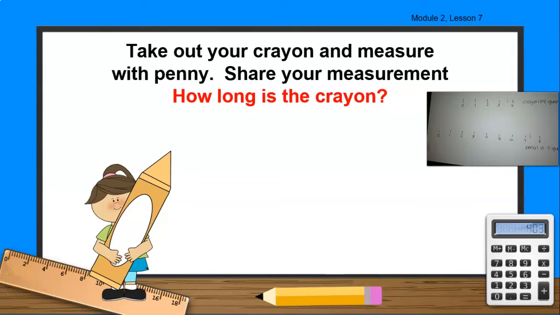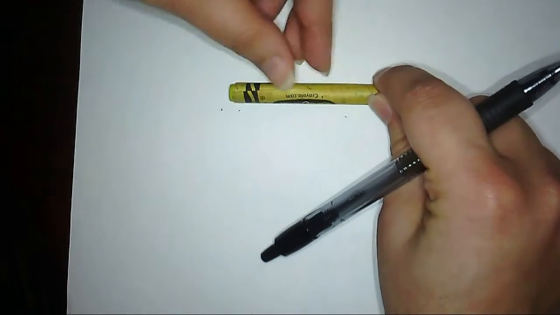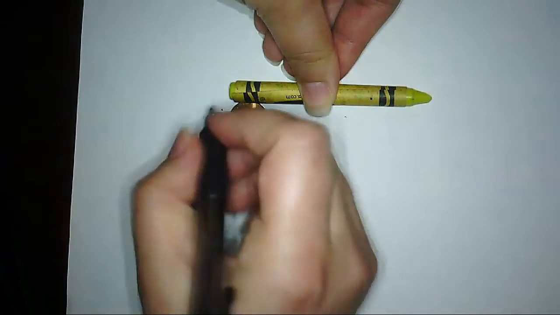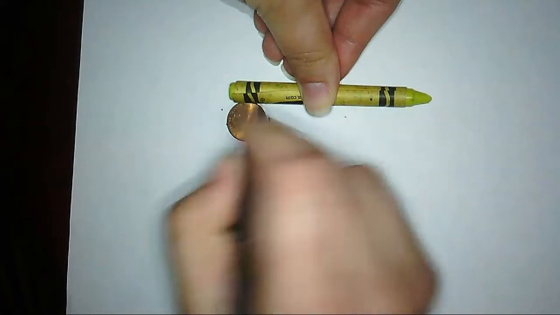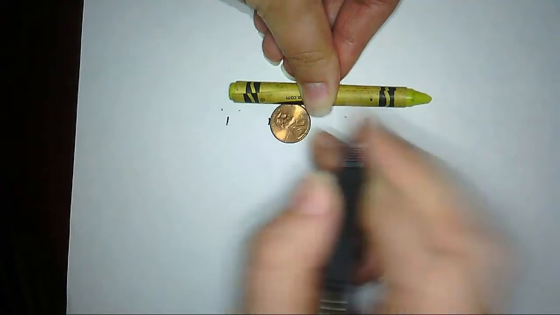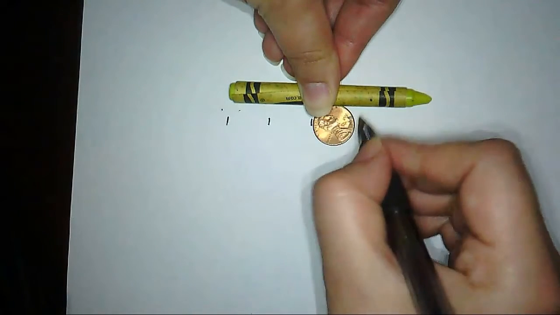Okay, boys and girls, what I want you to do now is flip your paper, and I'm going to give you 5 seconds to do that. 5, 4, 3, 2, 1, and 0. Okay, let's start measuring, boys and girls. I'm going to hold my crayon. I put the pencil and I mark the end mark, and I go. Move, mark, and go. Mark, and go.